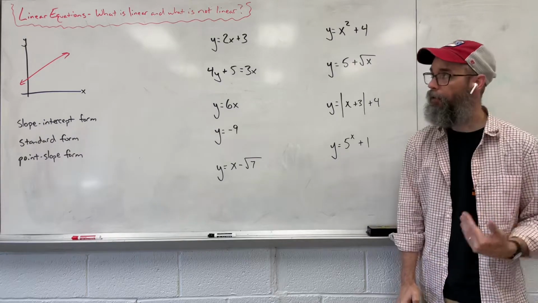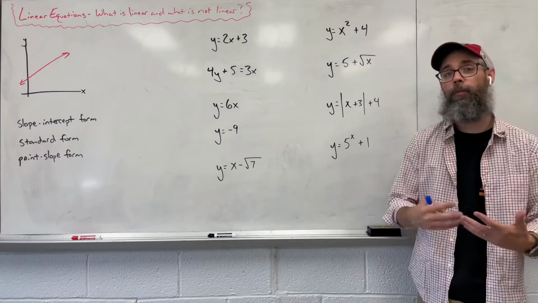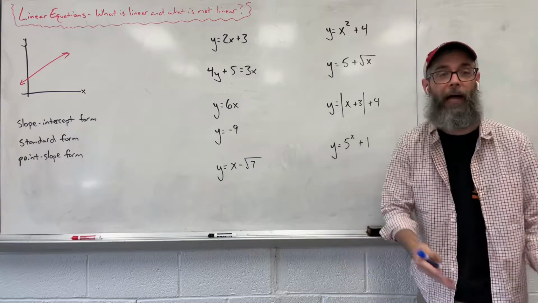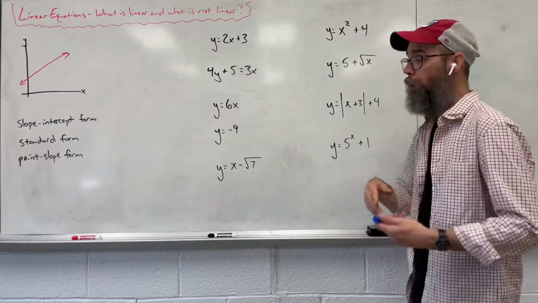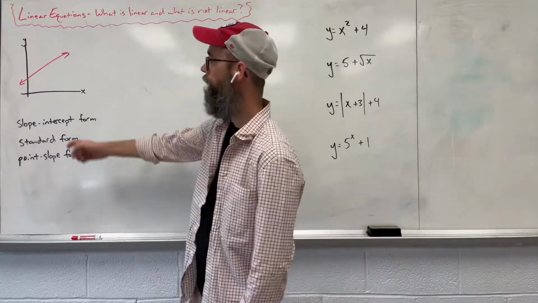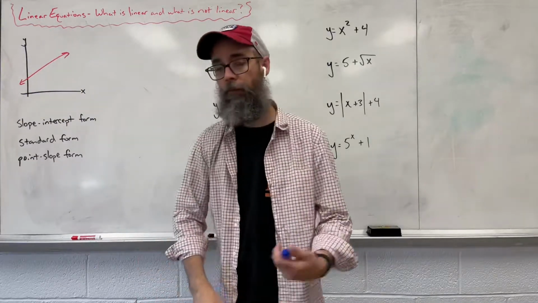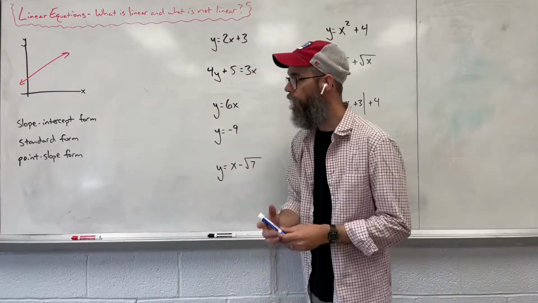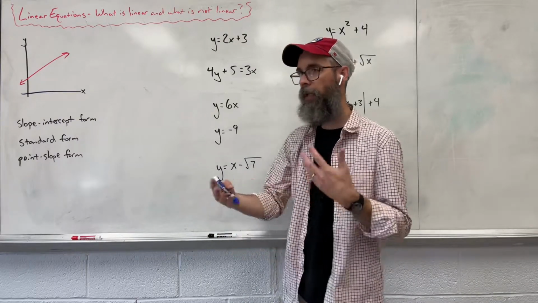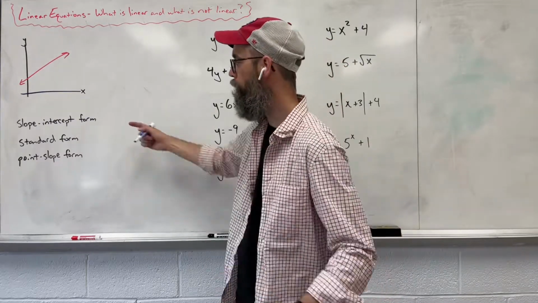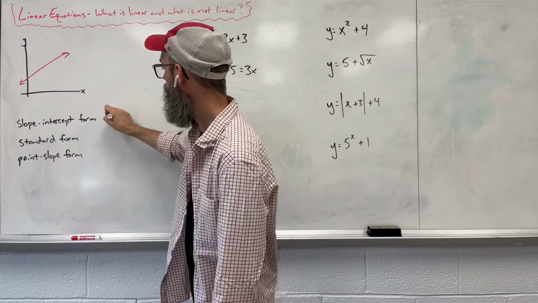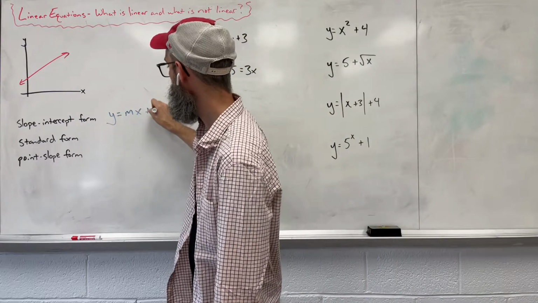Hi, today we're going to look at linear equations and telling whether or not we have a linear equation. Linear is a fancy way of saying line, a straight line. That straight line can be written in multiple different ways. The most common ways, in a simplified form, would be slope-intercept form, which is y equals mx plus b.